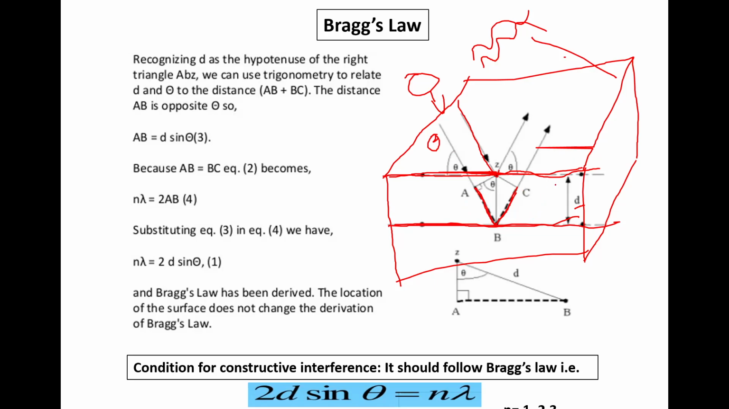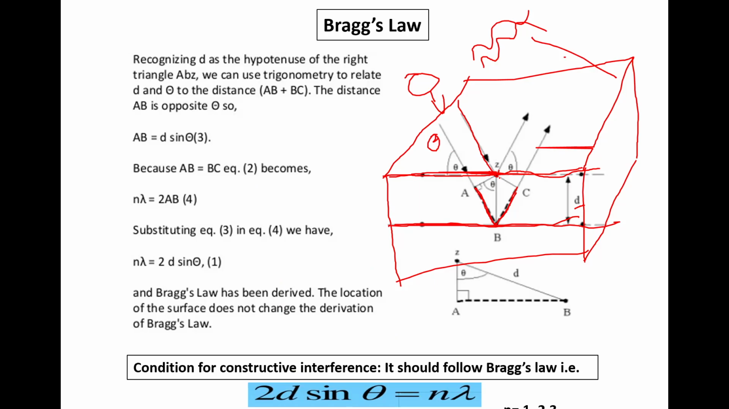Then what should be the relation of this path difference with the phase difference of this wavelength? That relation is given so that it can form a constructive interference at the detector. That is given by Bragg's law in a mathematical form.